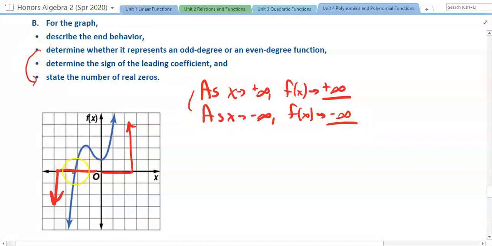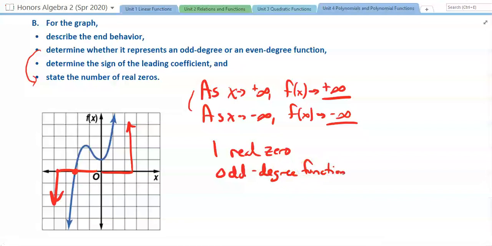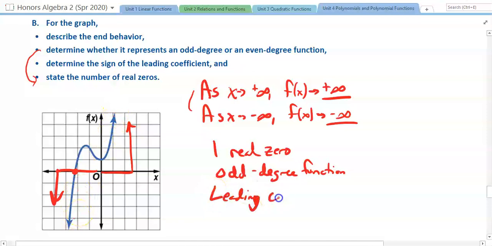So how many real zeros does it have? Well, how many times does it cross the x-axis? This has 1 real zero. Well, it's an odd number of real zeros, which means this is an odd degree function. And finally, determine the sign of the leading coefficient. And so looking at our end behaviors, the right side's going up, the left side's going down. This is the normal behavior of an odd degree function. So the leading coefficient is positive.